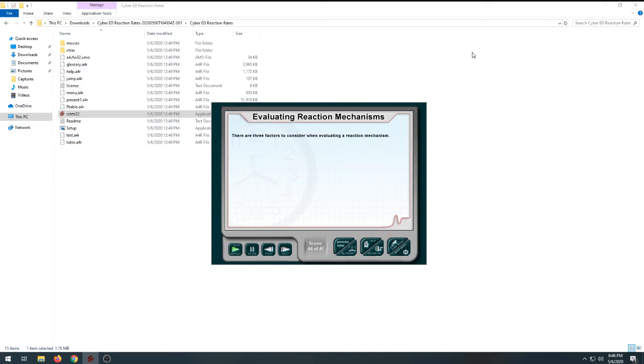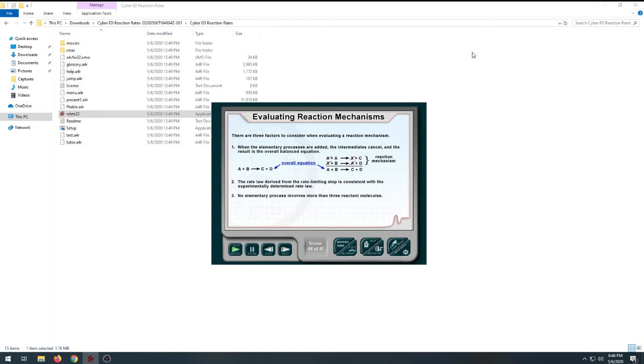When evaluating the plausibility of a proposed reaction mechanism, there are three crucial factors to consider, two of which have already been discussed. The first factor is that when the elementary processes of the reaction mechanism are added, the intermediates cancel, and the result is the overall balanced equation. The second factor to consider is that the rate law derived from the rate-limiting step is consistent with the experimentally determined rate law for the reaction.